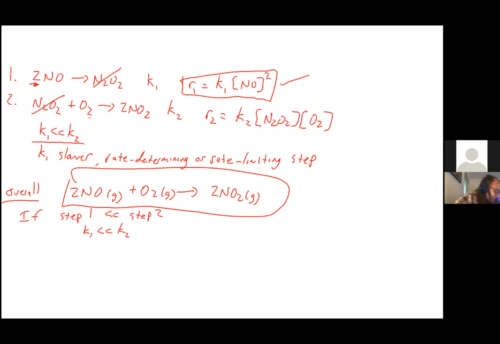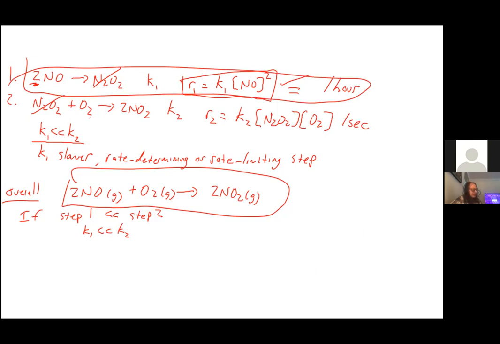Suppose this is slower, suppose this takes an hour and this takes 1 second. How long was the overall? The overall amount of time that it takes for this reaction to occur would be an hour plus a second. It's an hour. This is what's determining how fast it's going, right? If I make this even 2 seconds, it still doesn't matter. Overall, it's taking an hour.